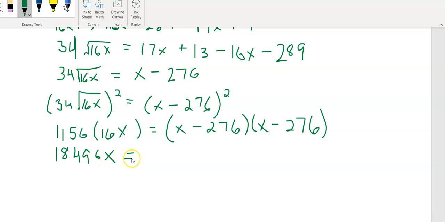We'll see. All right, but over here we'll have x times x is x squared. And x times negative 276 is negative 276x. And negative 276 times x is negative 276x. And then 276 and 276 multiplied together, since it's negative times negative, we end up with positive 76,176.